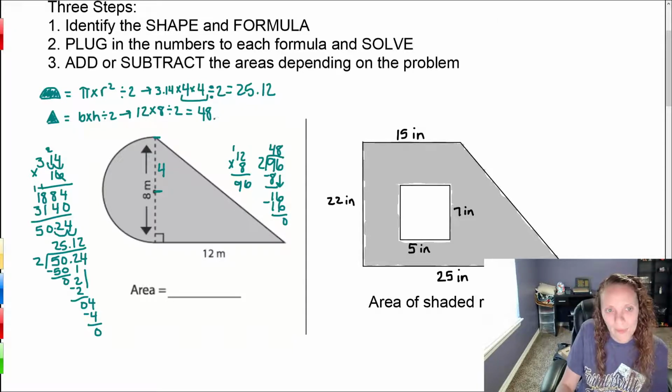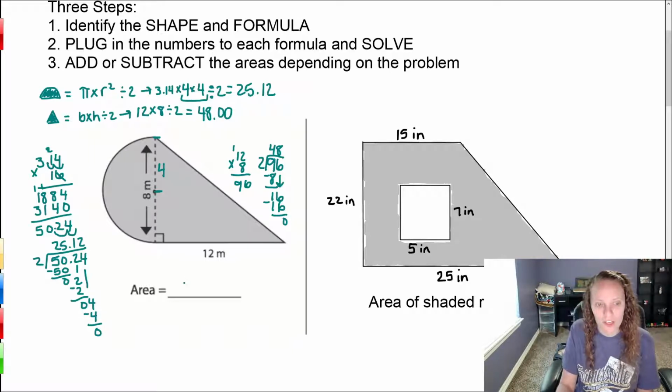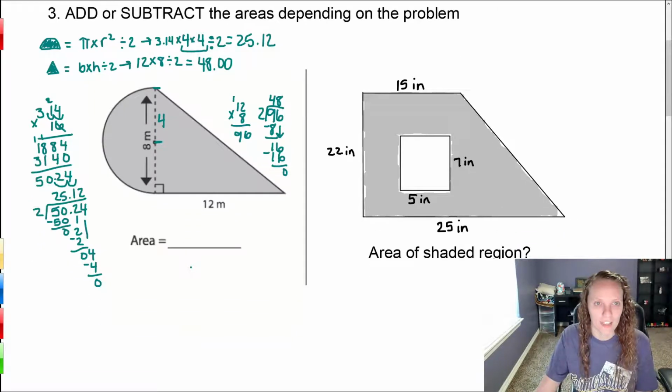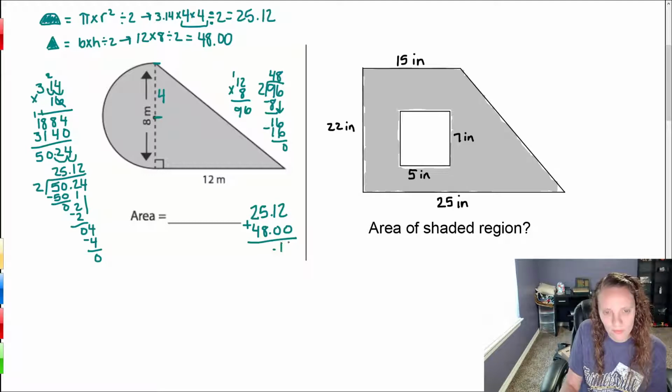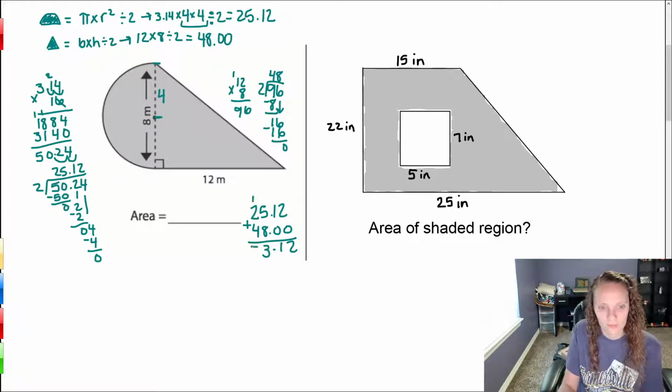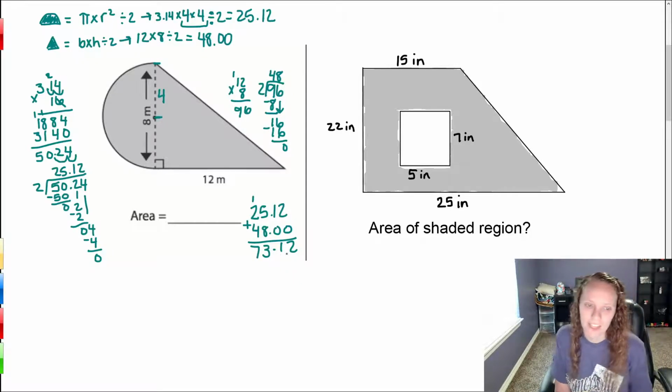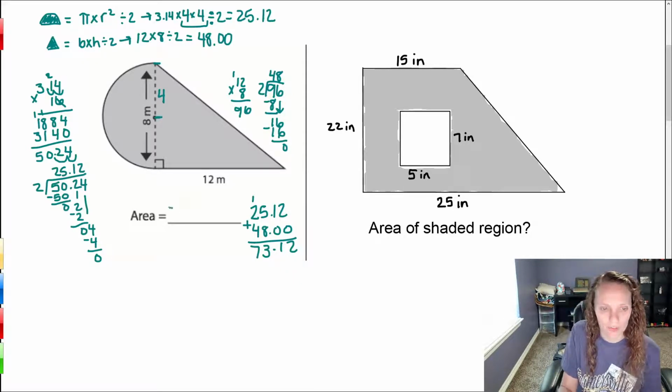Now when we add, we probably need to put a decimal and then 2 zeros to help us line up the numbers. So to solve for the area, we're going to take 25.12 and add that with 48. And when we add these together, I'm getting 73.12. Since this is area, it's going to be meters squared.